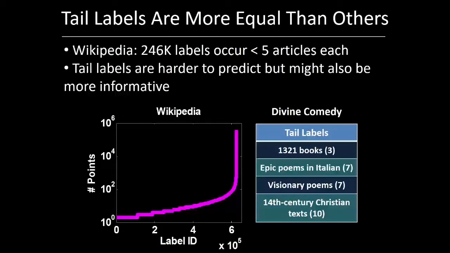Right? So for instance, on Wikipedia, almost 250,000 tags occur in less than 5 articles each. And if you look at a tag such as 1321 books, it occurs in only 3 Wikipedia articles. So if there were only about 3 major books that were published in 1321, and you predict that the Divine Comedy is one of them, this is way more informative than predicting that some popular or generic tag such as books or poems is relevant. That might be applicable to many thousands of articles on Wikipedia.